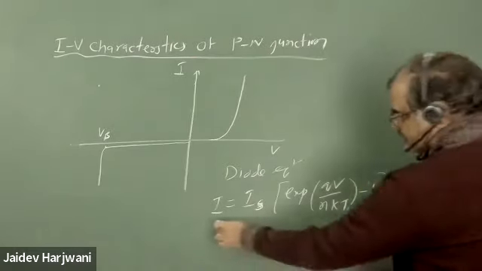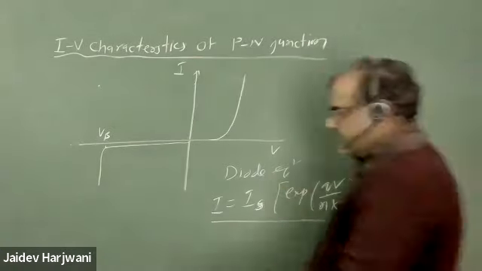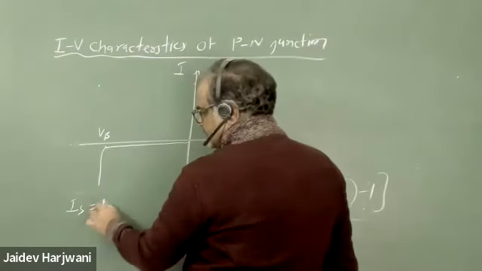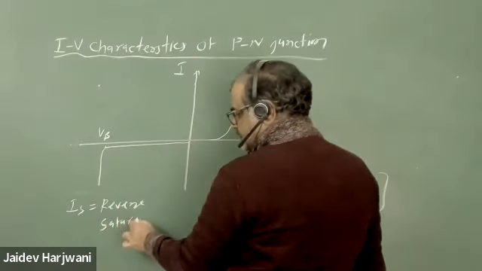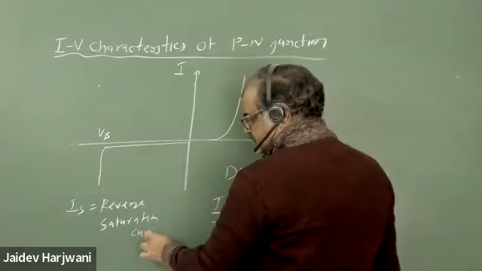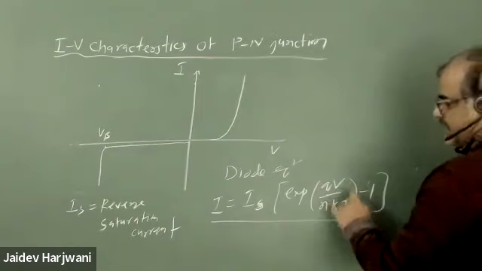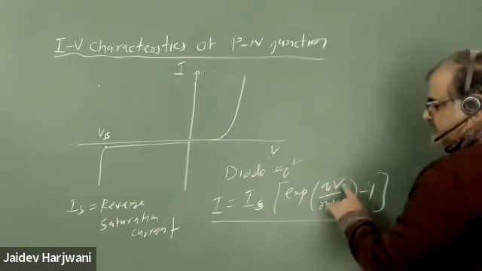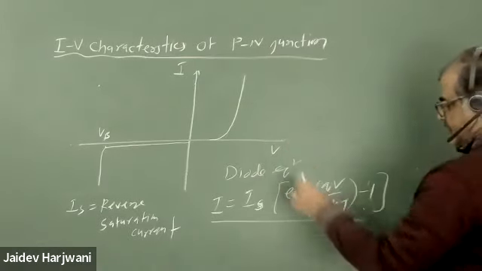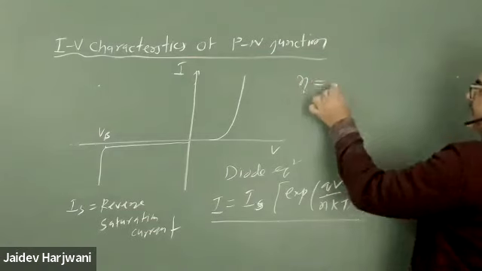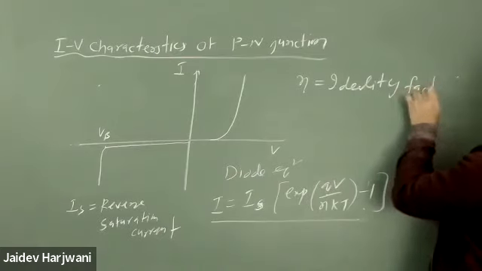So in this equation, what is IS? IS is the reverse saturation current. V is the applied voltage. For forward bias, this will be positive. For reverse bias, this will be a negative value. And eta, you know what eta is? Eta is the ideality factor.